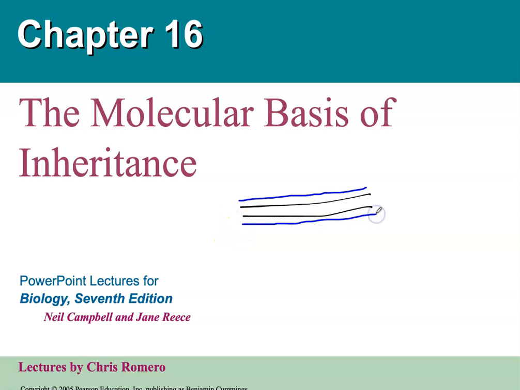This happens in the S phase, and after the S phase, there's one more phase, and then it goes into the M phase. M phase is the mitotic phase, in which these guys are separated.